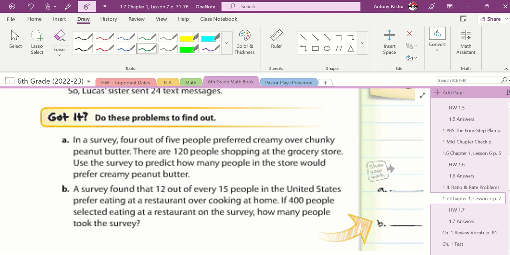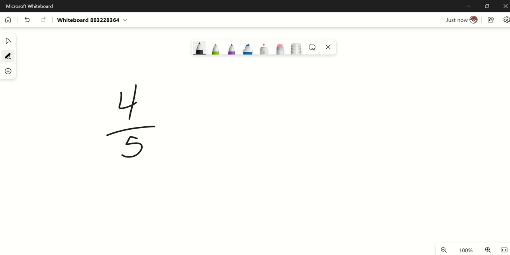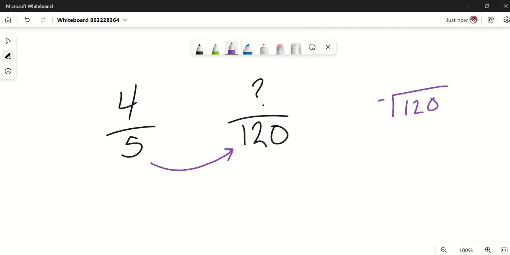Okay, so 4 out of 5 people prefer creamy peanut butter, and 120 people are shopping. So 120 is our denominator. How many people would prefer creamy peanut butter? I have to figure out what I do to 5 to get to 120. So I'm going to do 120 divided by 5.